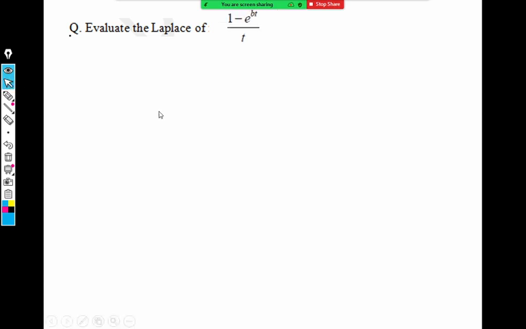Probably that was the last. Okay, one more last question is there here. Last question: 1 minus e raised to bt upon t. Let me do it quickly. First, we want the Laplace of the numerator. The Laplace of 1 minus e raised to bt. What is the Laplace of 1? 1 by s. Very good. Laplace of e raised to bt? 1 upon s minus b. Correct. So that is f(s).